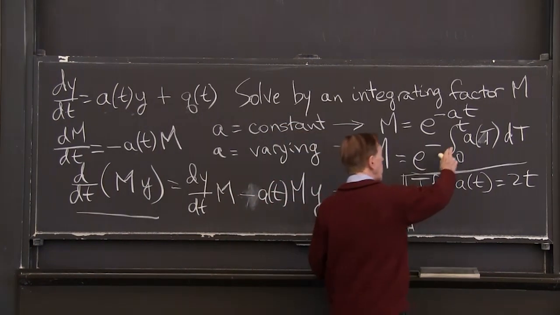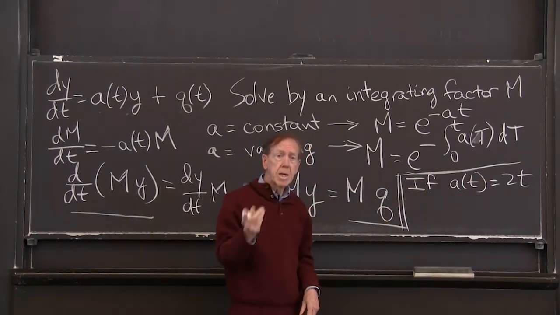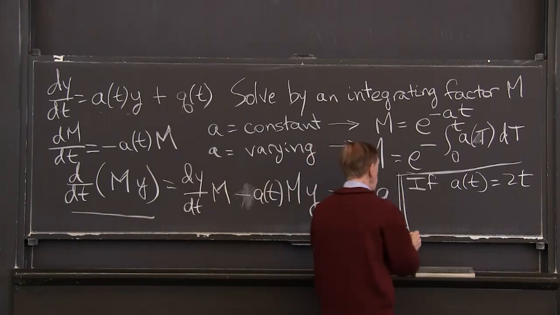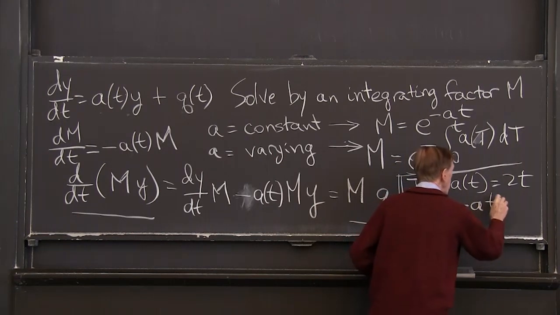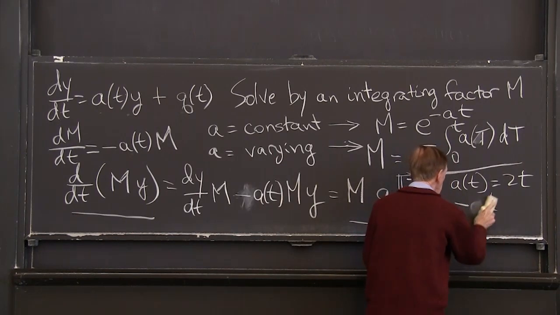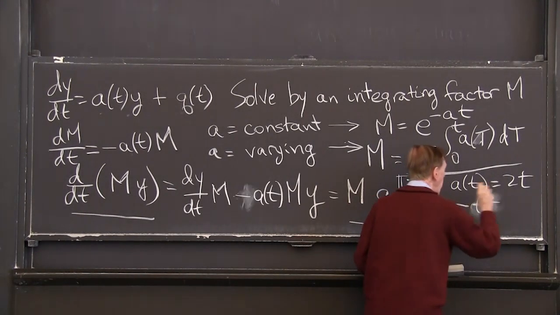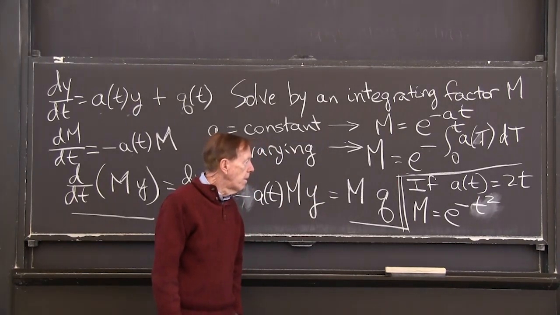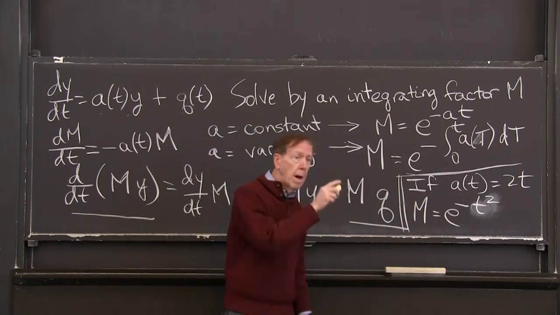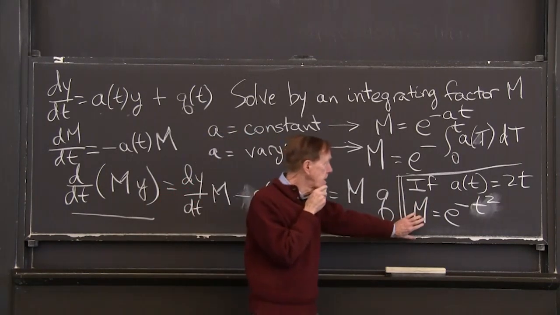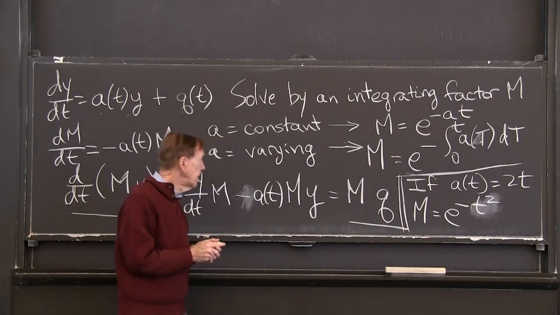And what will be the integral of 2t? The integral of 2t is t squared. So m, in that case, will be e to the minus t squared. A is just the 2t, so e to the minus t squared. With a minus sign, it's dropping fast. In a minute, we'll have a plus sign there, and we'll see the growth. Do you see that this is the integrating factor when a of t happens to be 2t?